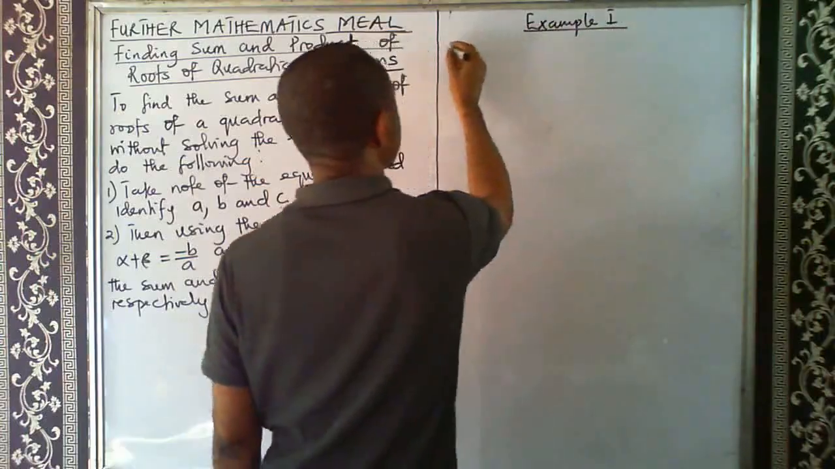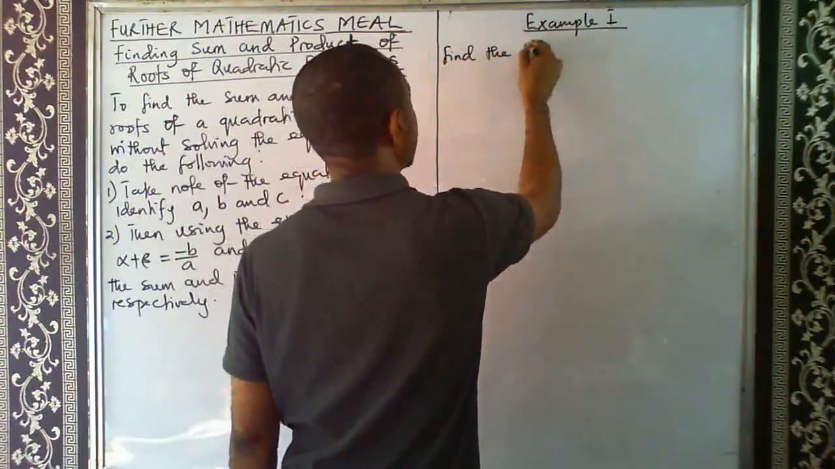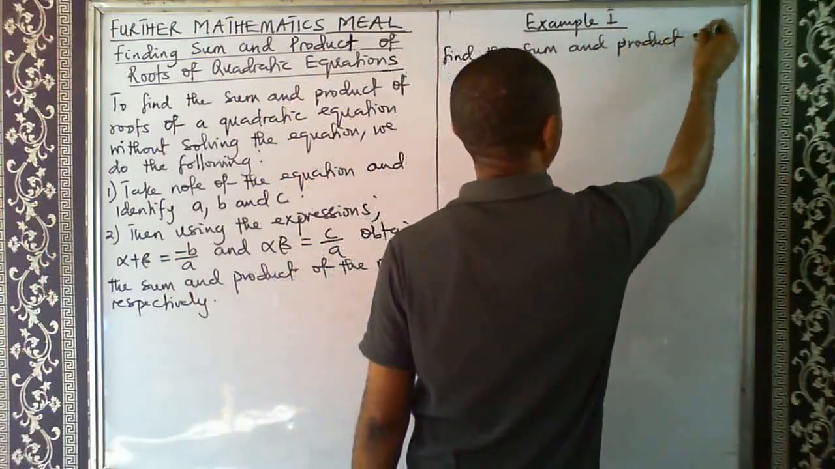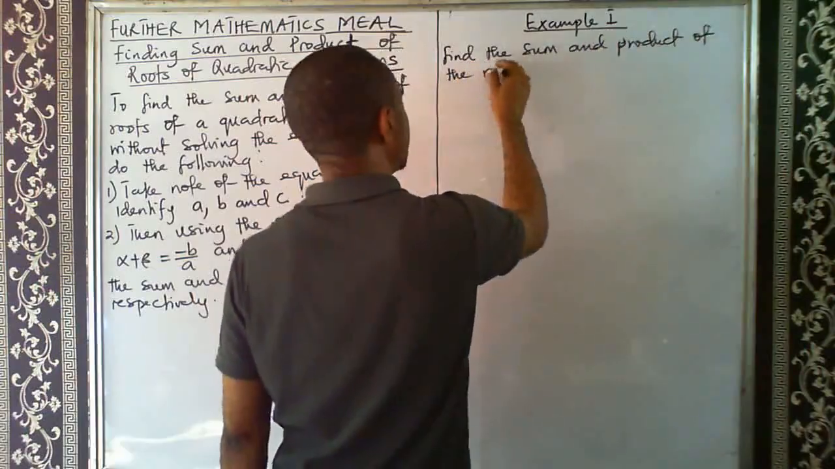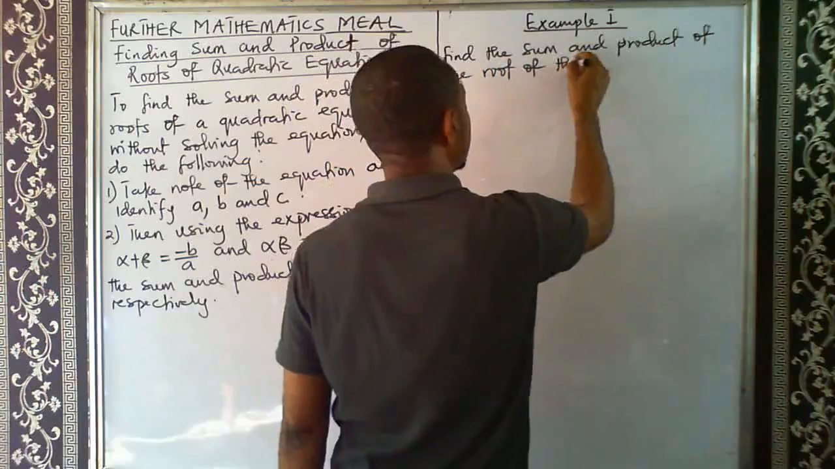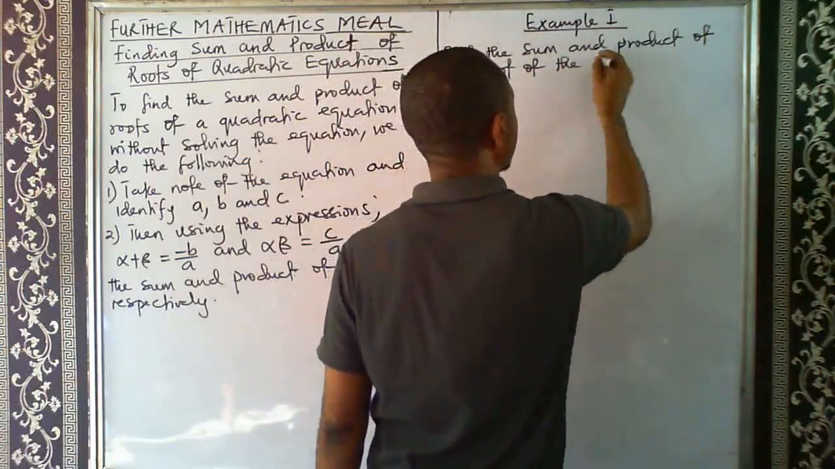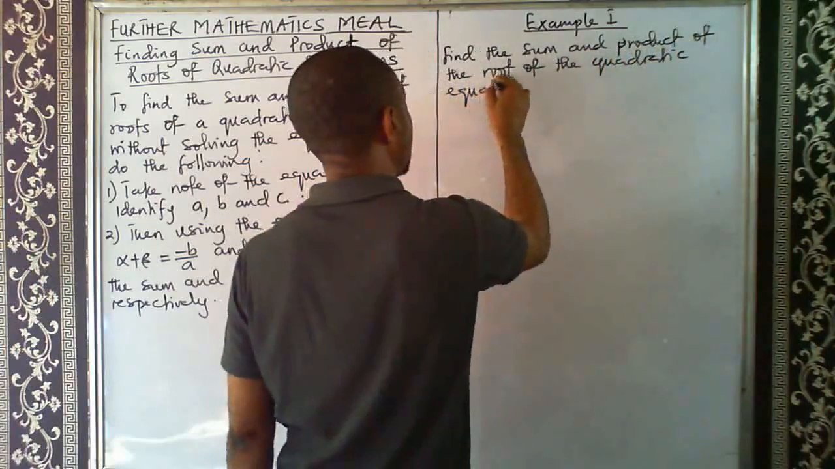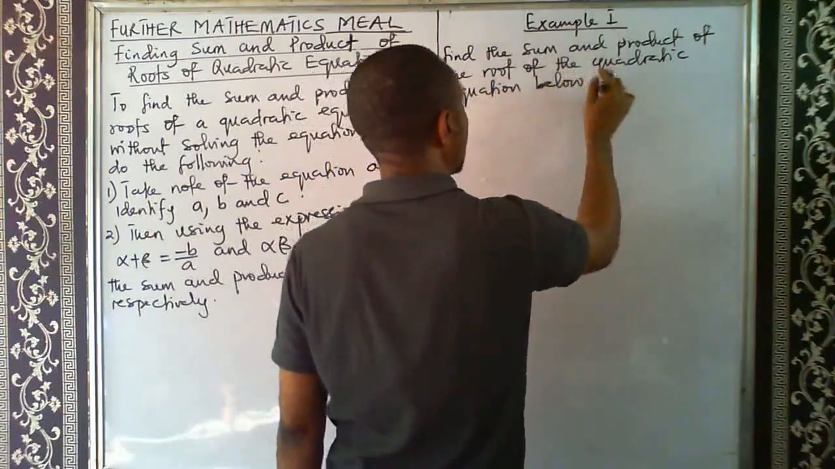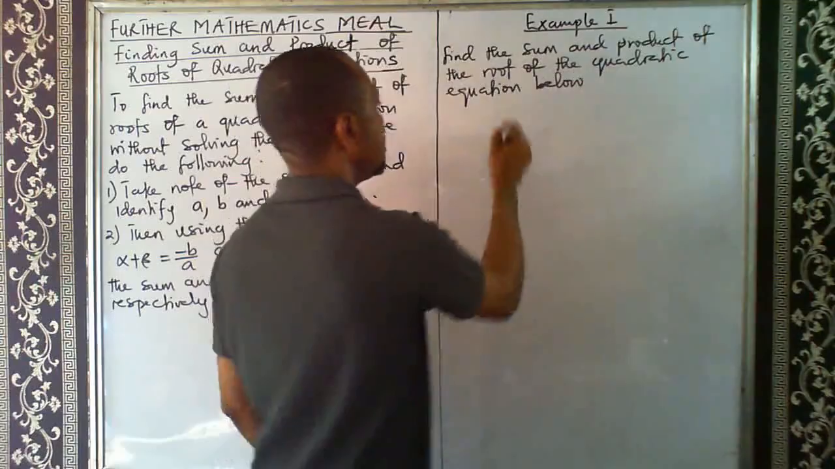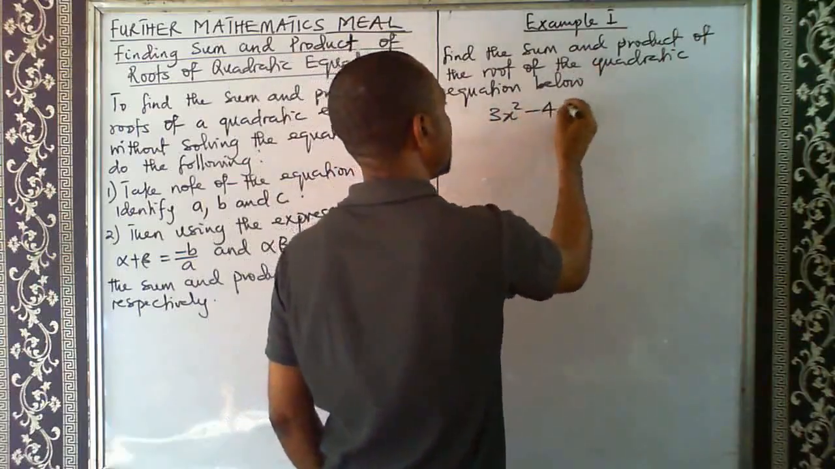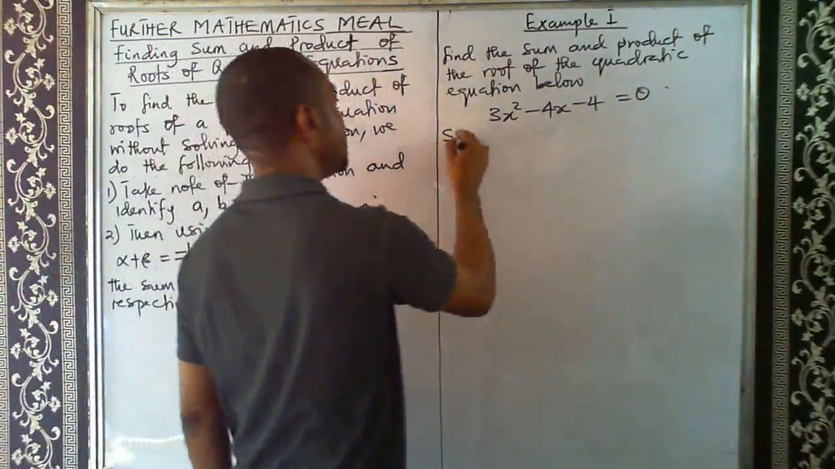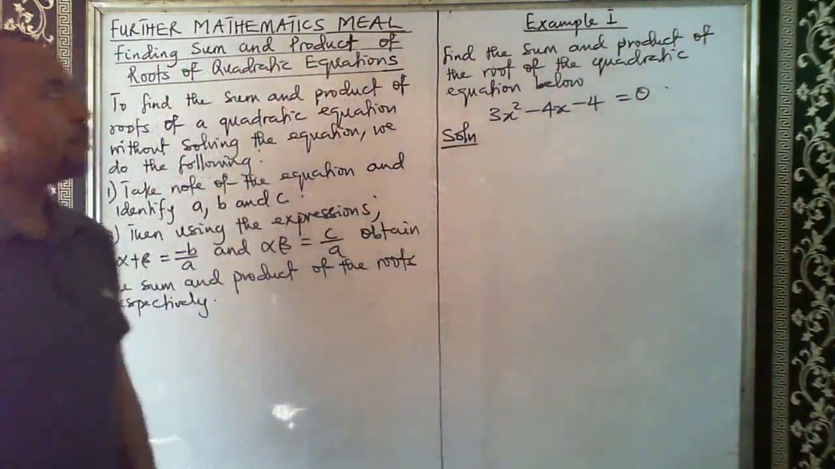Example 1: find the sum and product of the roots of the quadratic equation below. We have 3x squared minus 4x minus 4 equals 0. Okay, we're going to apply these steps to solve the problem.